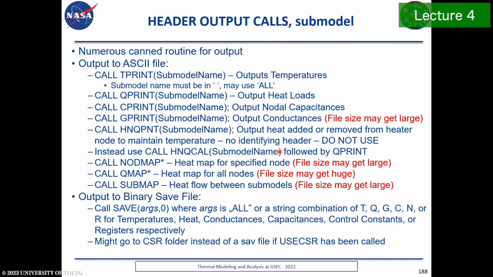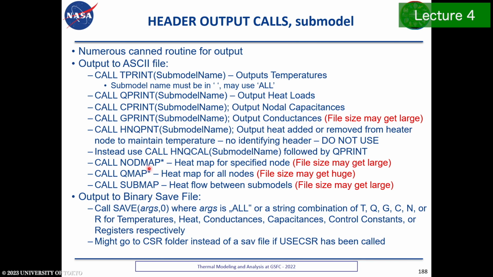So if you're going to use that and you want to know that, you call HNQ-Cal and then do a Q-print. So HNQ-Cal calculates the heat that you need to hold the boundary temperature, either into it or out of it, and then stores it in the Q variable such that when you do a Q-print, you can see, okay, my boundary node needed 30 watts taken out of it as a heater or 30 watts put into it in order to hold it at temperature.